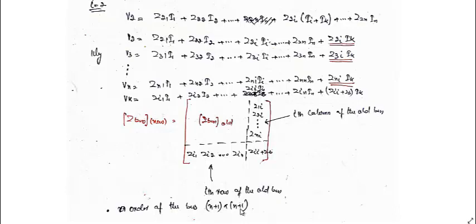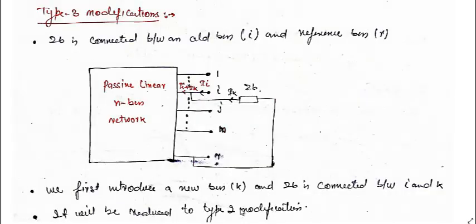Now the next modification is the type 3 modification. In this case, Zb is connected between an old bus and a reference bus. So it is like this. We have an old bus and we have a reference. Again, we are assuming a current to be injected over here. So here the current Ii is injected. Now another current is injected, Ik. So the current here will be Ii plus Ik.